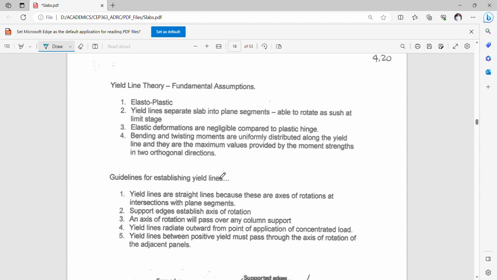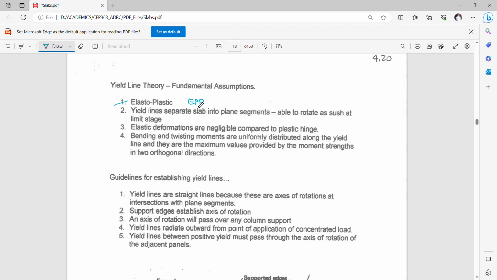Okay. So the first one is that the material must be elastoplastic, or it may exhibit EPP, elastic perfectly plastic. Second, yield lines separate the slab into plane segments, able to rotate as such at the ultimate stage.